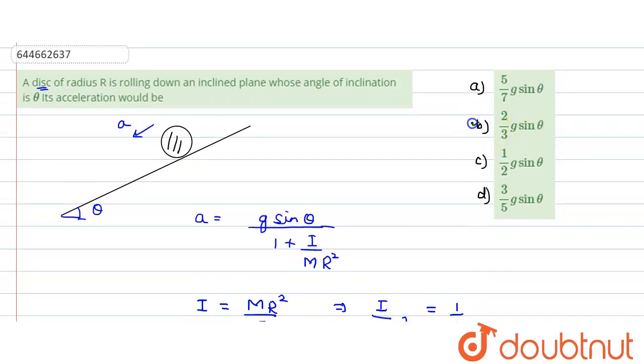So which option is the correct option? 2 by 3 g sine theta, so B is the correct option. Hope you understood this solution.